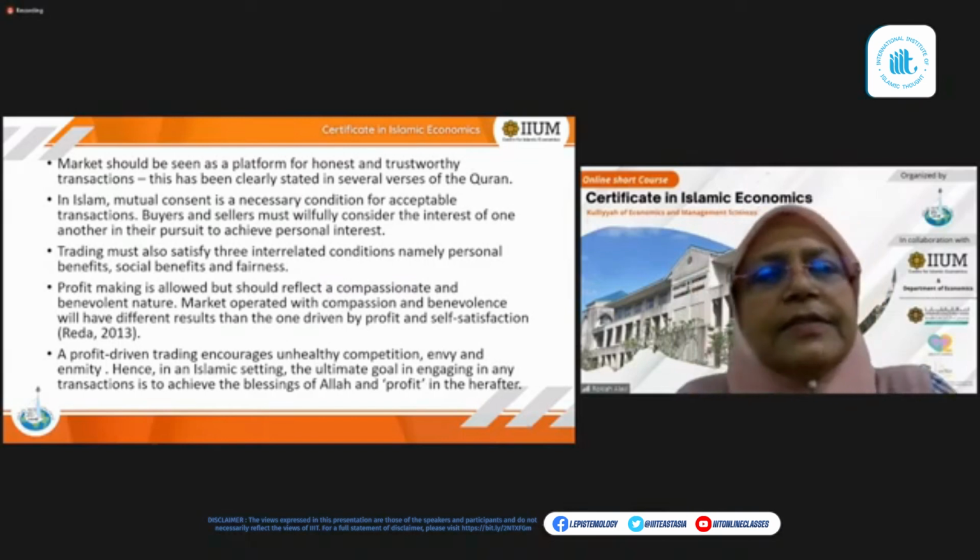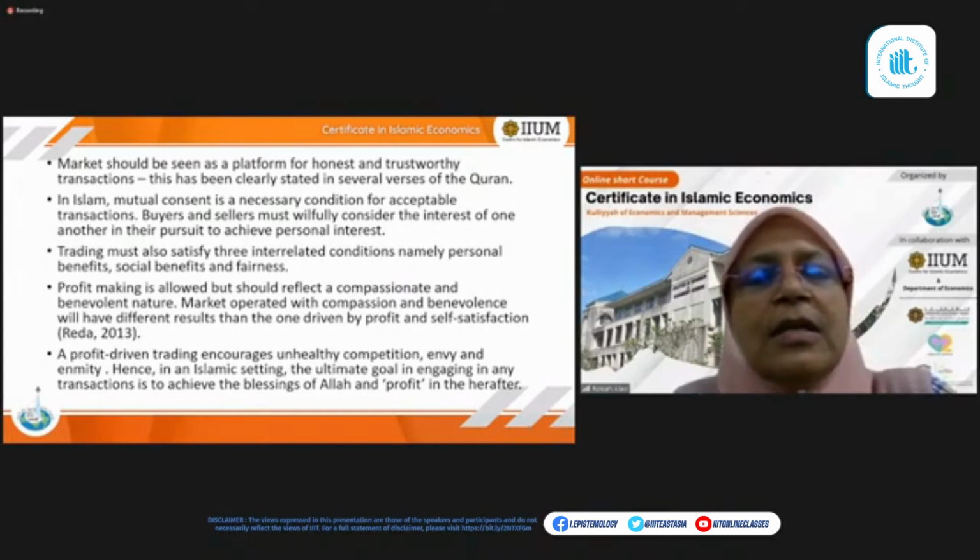You'll have market failures. So in Islam, when we do a transaction, there should be mutual consent. Mutual consent is a necessary condition for acceptable transactions. Buyers and sellers must willfully consider the interests of one another in the pursuit of personal interest. This is another important characteristic of a successful and efficient market. Whenever we are buying or selling, we have to take into account the impact of our action. We want to achieve our personal interests, but what would be the impact on others? When this is always considered, inshallah, the market will function in a balanced and efficient manner.